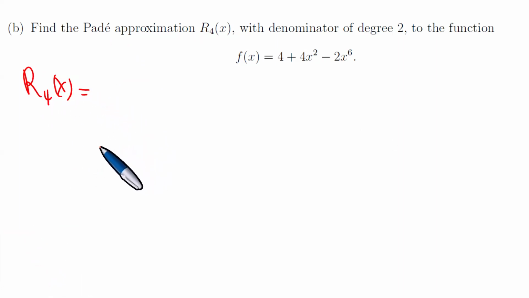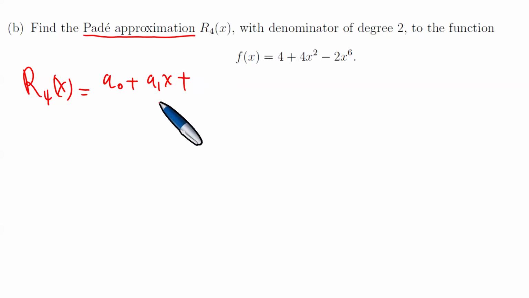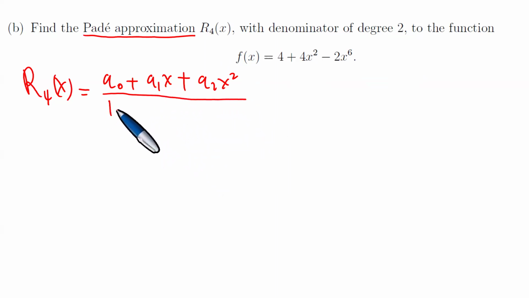Right, so now the R4 of x can be seen as A0 plus A1x plus A2x squared. So we're covering the concept of the Pade approximation. Right, the denominator must be of degree 2, and therefore you'd have that. Always this is 1, this is always 1 plus B1x plus B2x squared. Exactly like so.